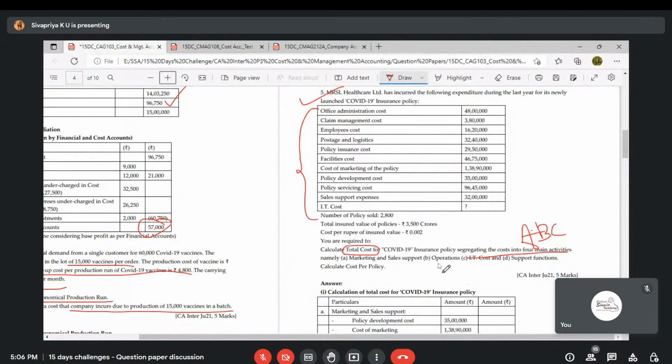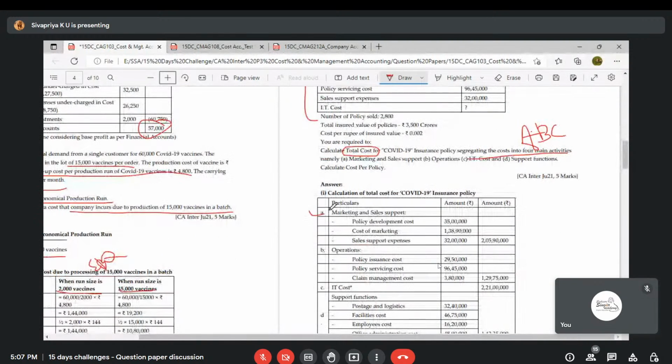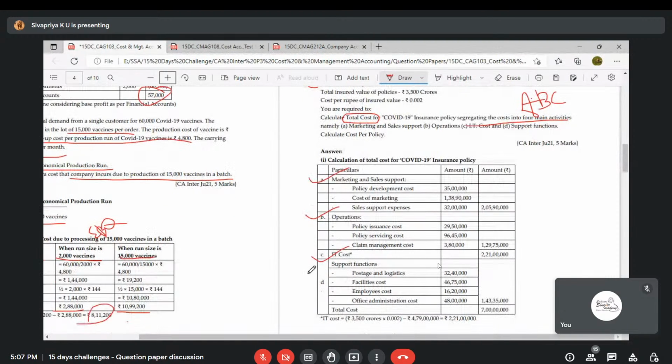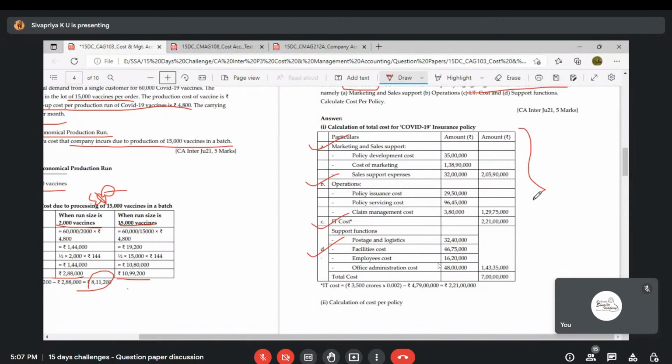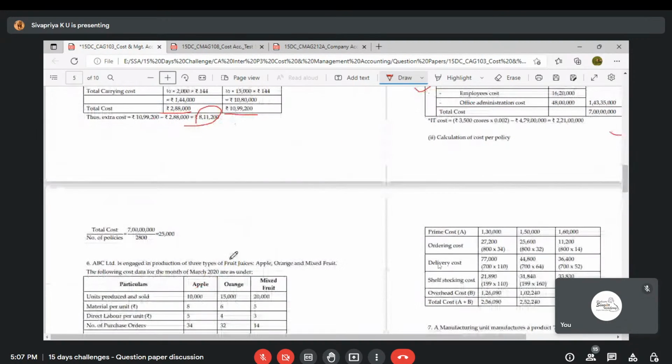ABC. So 4 activities உங்களுக்கு இருக்கு. Marketing and sales support, operations, IT cost, or you can call it as a support services, and finally the support functions. So what are கொடுத்திருக்க எல்லா எக்ஸ்பென்சஸையும் நீங்க இதுல கேட்டகரைஸ் பண்ணணும், and then you have to calculate the total cost. After calculating this, you have to calculate the cost per policy. So total cost divided by number of policies quota, you will get the cost per policy. So cost per policy is 25,000 per policy.